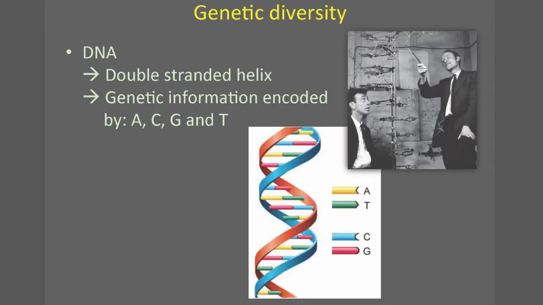So DNA, this structure was discovered by Watson and Crick in the 50s. They got the Nobel Prize for it about 10 years later. What they discovered is it's a double-stranded helix, and the genetic information in there is coded by base pairs. These base pairs have 4 different forms: A, T, C, and G. They're always combined like that, A with T and C with G. And the sequence of these base pairs basically encodes the information in the DNA.